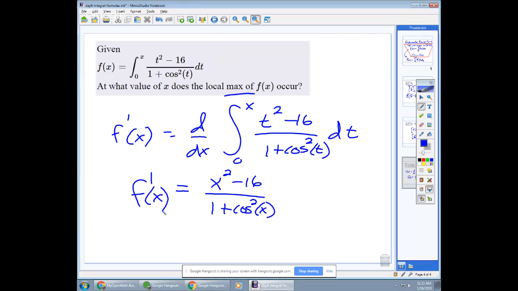Now here comes the hard part. A local max is a little bit more work. Two ways a local max can occur. One way is by setting f prime equal to 0 and seeing what x values give me 0. Then I have to test to see if they're a max or a min. The other thing is if the denominator is undefined, that can sometimes lead to a critical point too. In this case, with the cosine, I'm pretty sure it's not going to. So the only time this is going to be equal to 0 is if the numerator is equal to 0. So that means x squared minus 16 equals 0, which x would be plus or minus 4.